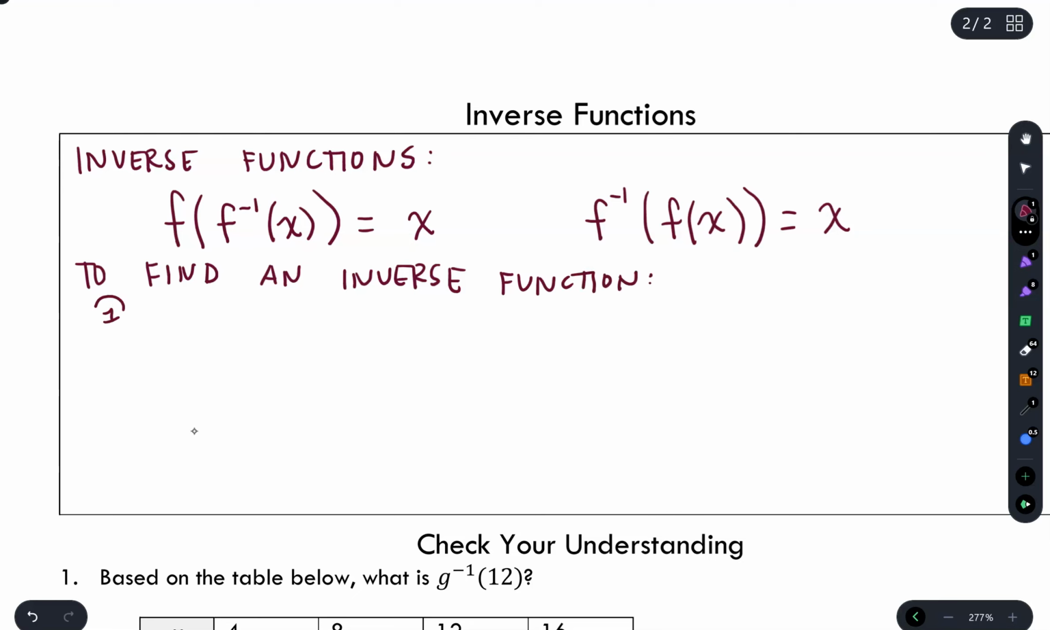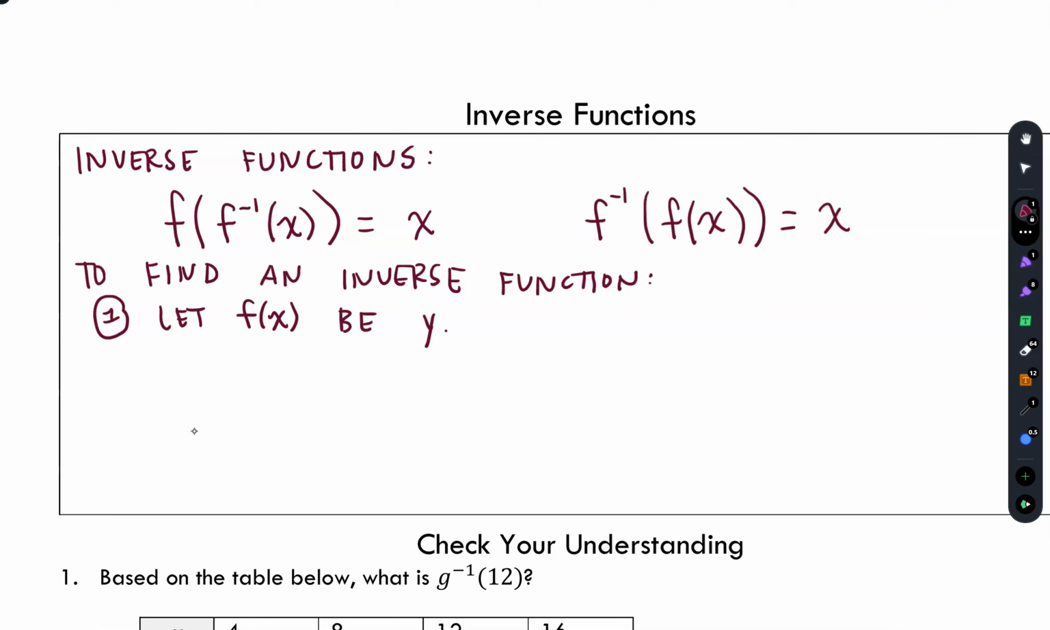Okay, so to find an inverse function, you will let f of x be your y, because remember that's what it is, right? So f of x represents your y value. So you're going to let f of x be y. So you're going to replace it. All right. So once you've replaced your function notation and let it be y, you're going to switch your x and y values.